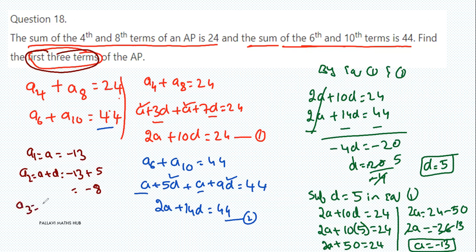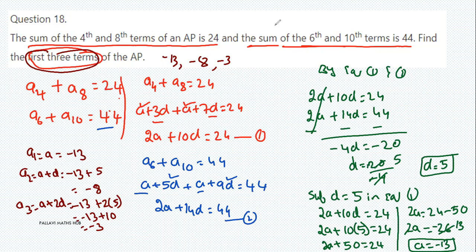Next, A3 is equal to A plus 2D. The value of A is minus 13 plus 2 into 5, 5 twos are 10, which is equal to minus 3. So the first 3 terms are minus 13, minus 8, minus 3. So this is the final answer. I hope all of you understood this sum.